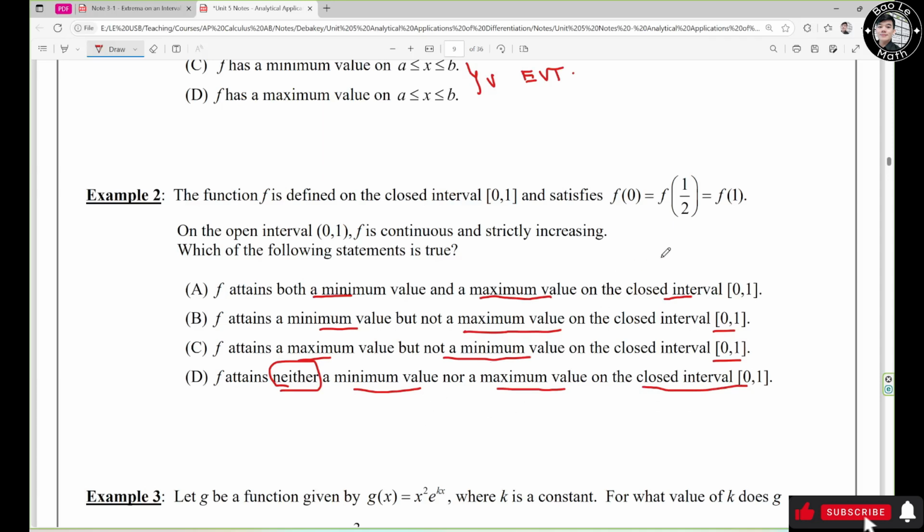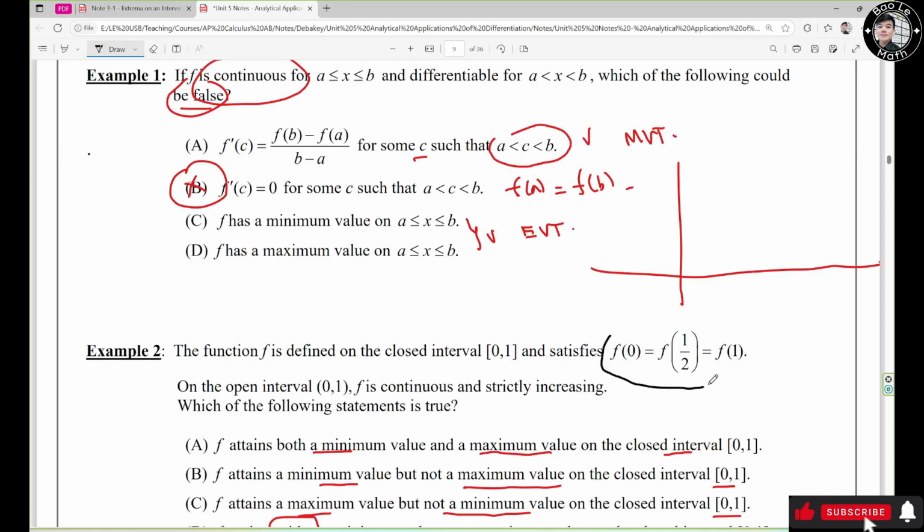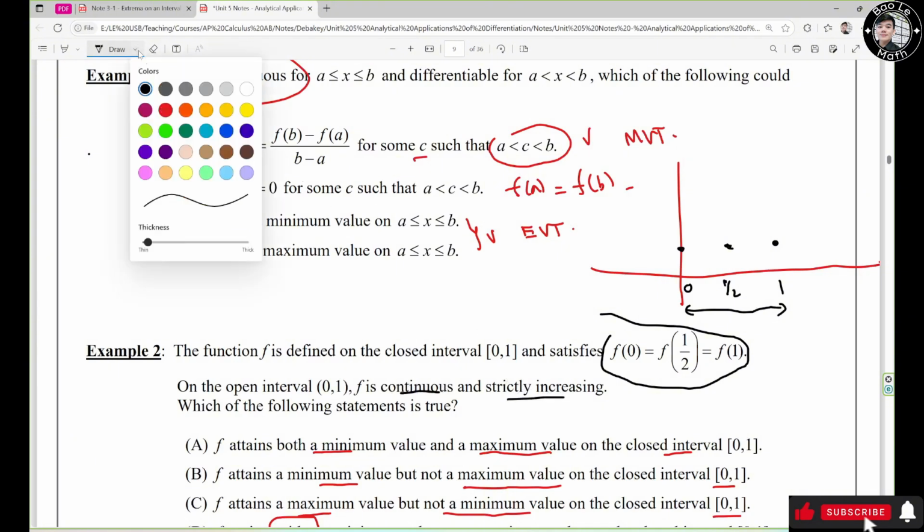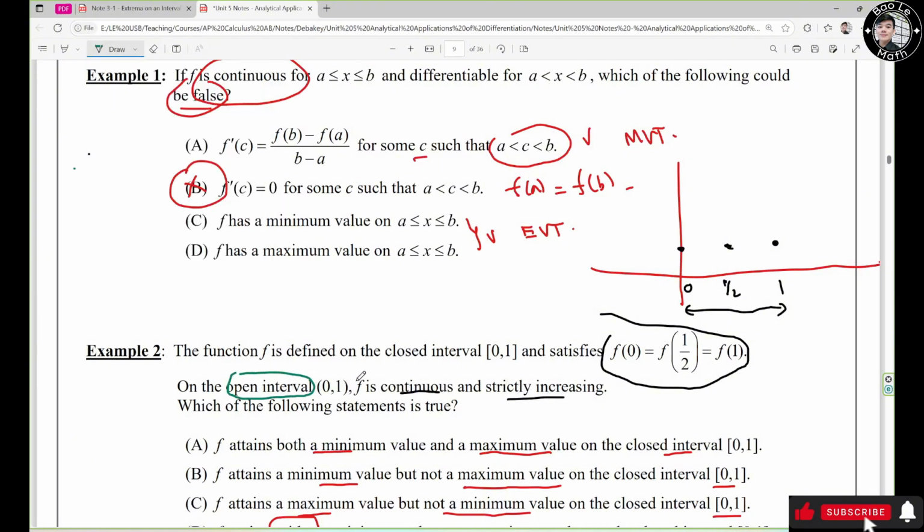Alright, so let's get the picture, right? I have f of 0 equals f of 1 half equals f of 1, right? So it's going to be right here, and right here. This one is 0, 1 half, and 1, right? Now, on the open interval 0 to 1, which is from here to here, the function f is continuous and strictly increasing. Be careful, on the open interval 0 to 1, the function f is continuous and strictly increasing, right? So the function is undefined at 0 right here, and 1 right here. So it could be something like this.